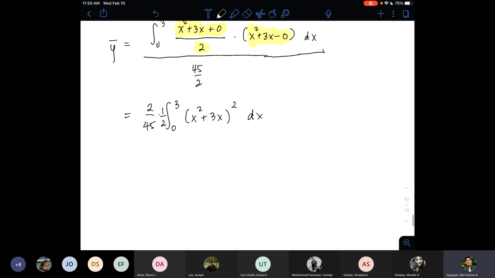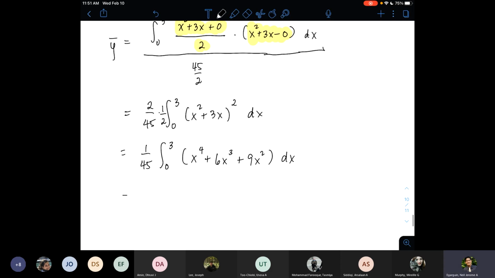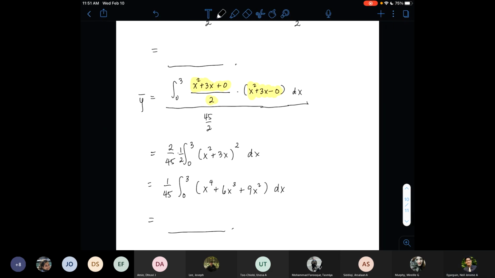All right? So this would be 1 over 45, the integral from 0 to 3 of x to the 4th plus 6x cubed plus 9x squared dx. All right, and then I'll leave again the integration, the rest of the solution, to you. All right, any questions, guys?